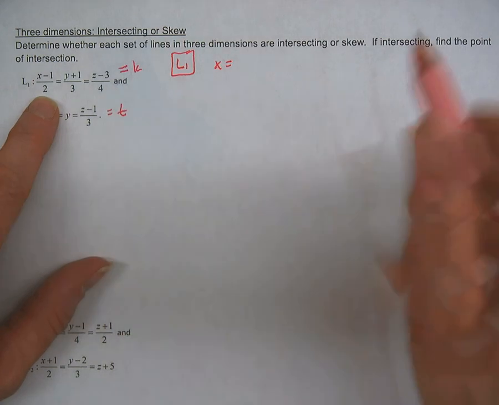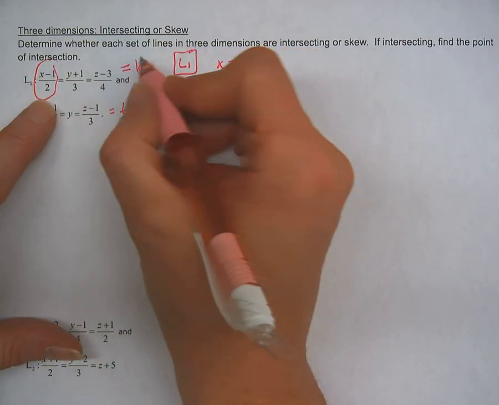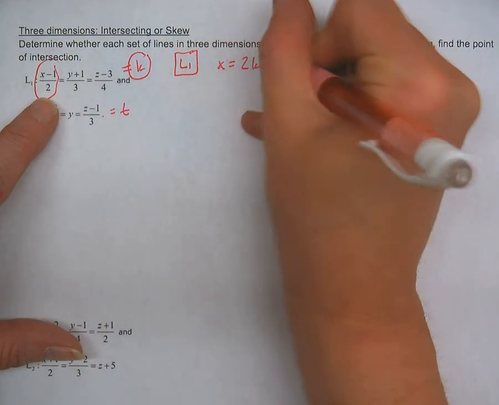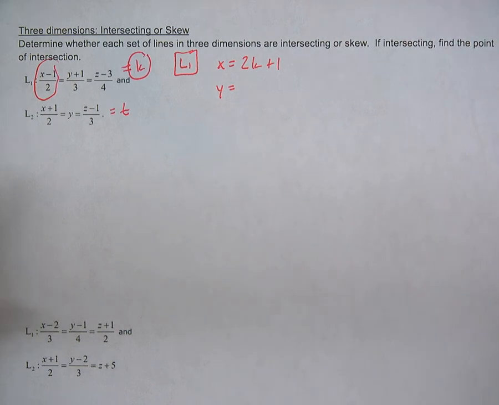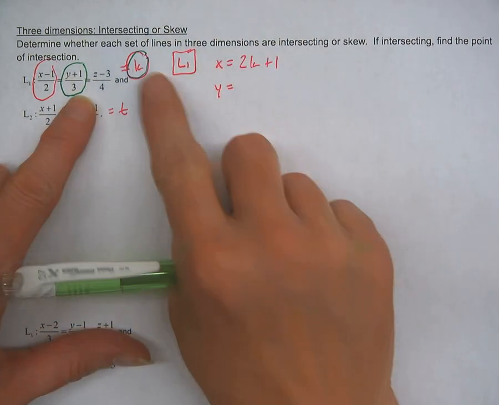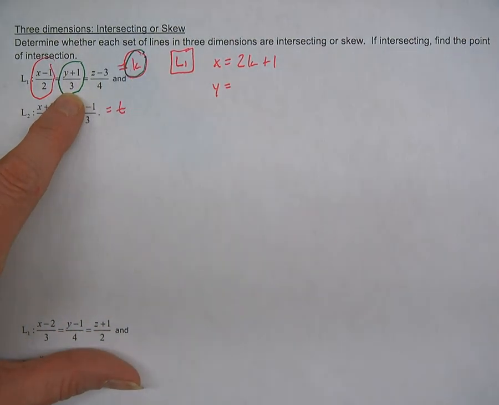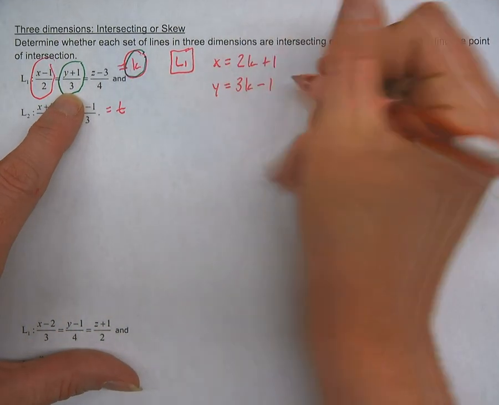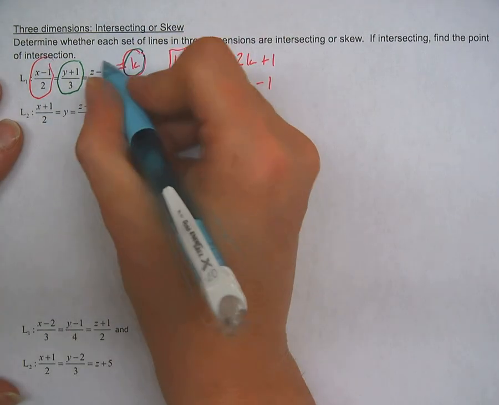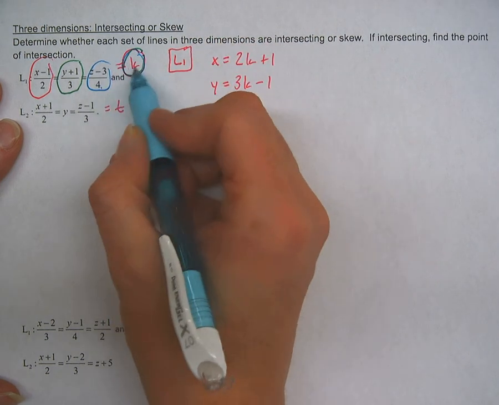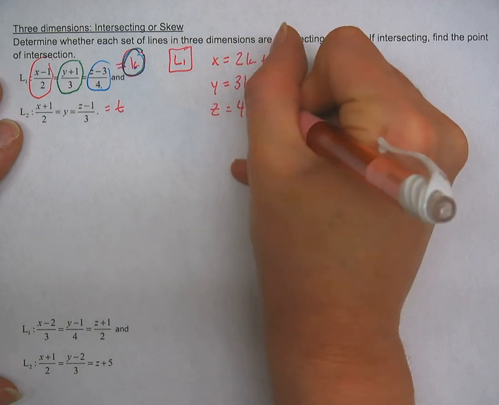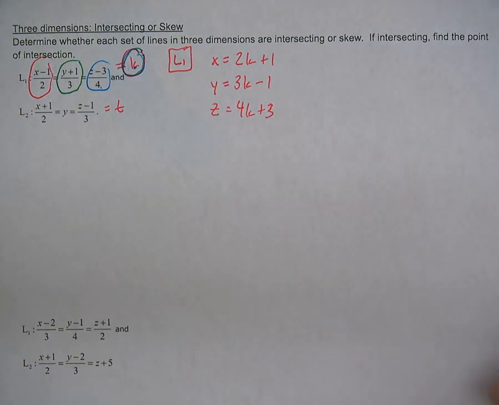So if I'm getting x alone here, I have x minus 1 over 2 equals k. So x would equal 2k plus 1. Y, I'm going to have y plus 1 over 3 equals k. So I'll times the 3 over and subtract a 1. And then lastly for z, I have z minus 3 over 4 equals k. So I'll times the 4 over and add 3. Okay, so that's for line 1.